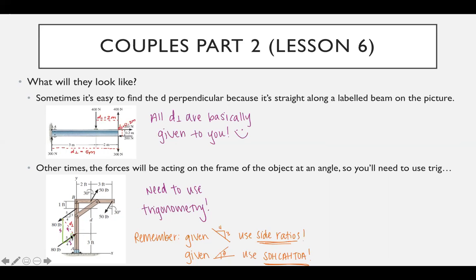The distance between the two, not the difference. So a quick reminder, if you're given a slope triangle, you have to use the side ratios. And if you're given an angle like this, like the actual 30-degree angle, that's when you use SOHCAHTOA.